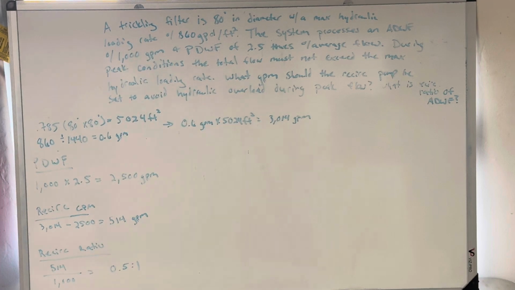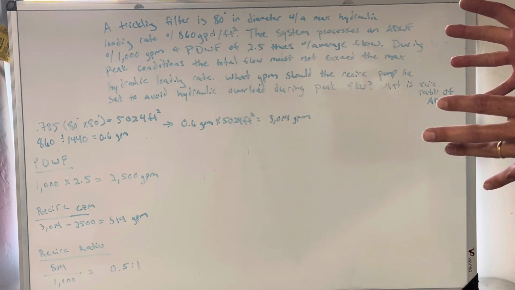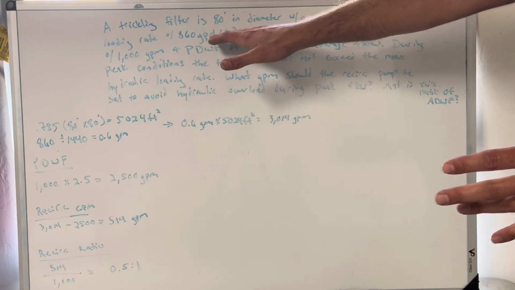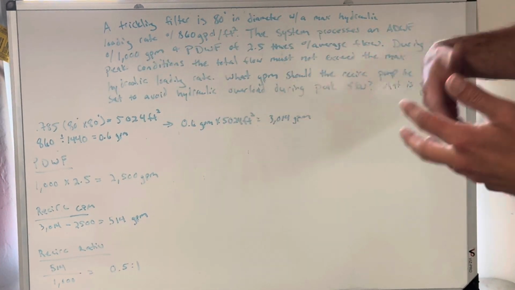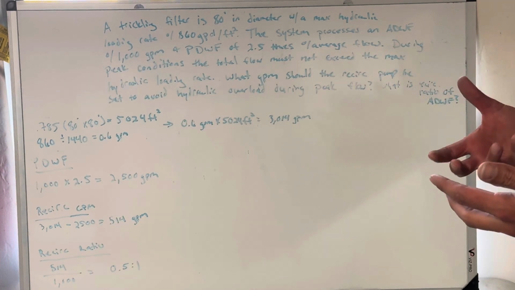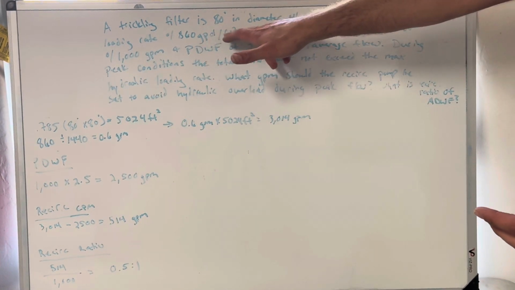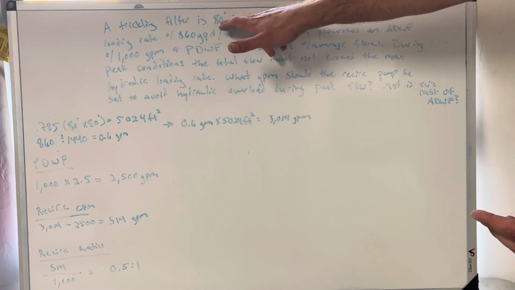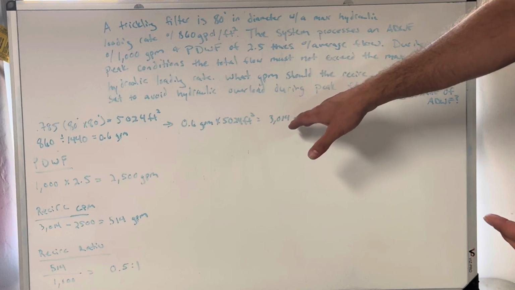So let's now figure out what is it that we need. We need a GPM, all right? So if I've got gallons per day per square foot, and I've got GPM given to me, and they're asking for GPM, what I actually need to do here is I need to change my hydraulic loading rate to gallons per minute per square foot, and then find out how many square feet I have, and then convert that to gallons per minute allowed over the trickling filter.